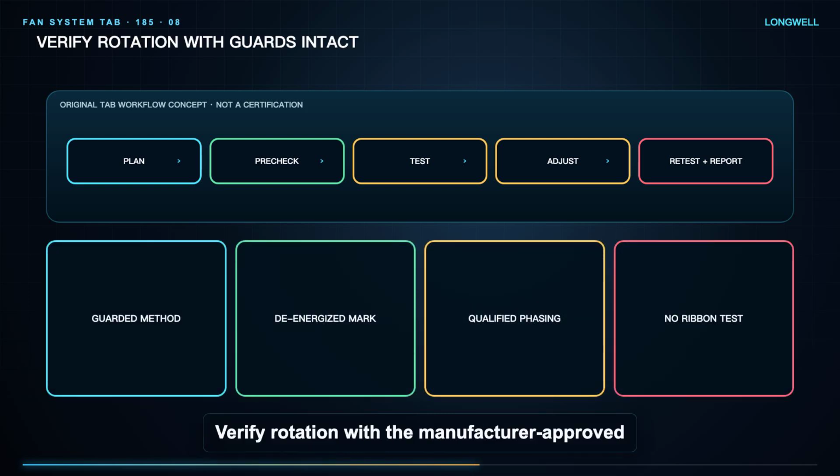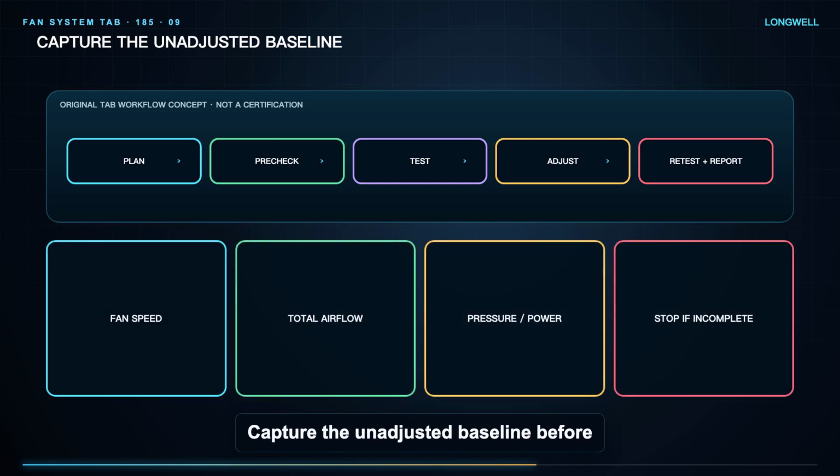Verify rotation with the manufacturer-approved guarded procedure and de-energized physical indicators where possible. Wrong rotation may still move air. Electrical phase changes are qualified work. Do not expose a belt, coupling, or wheel, and never use a ribbon or hand near an operating inlet as a bump test demonstration. Capture the unadjusted baseline before making changes.